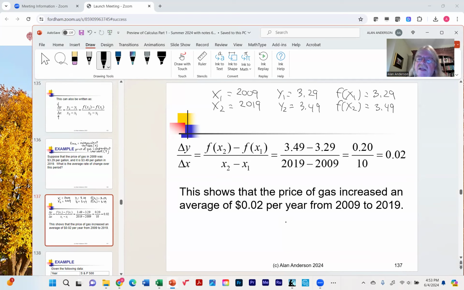Now, if you notice, we're making an assumption here. We're assuming that the function that connects these two values is linear. Okay, this is intended to be a straight line, or at least approximately linear. And so if it is, then this average change is going to be very accurate.